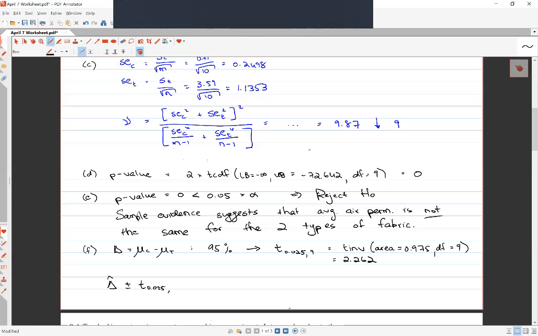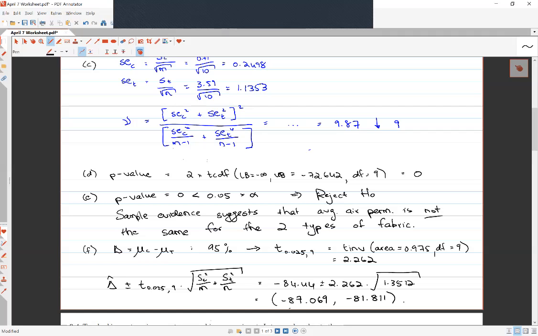So now your confidence interval is given by delta hat plus or minus that t-value times the square root of the weighted variances summed. And this ends up being negative 84.44 plus or minus 2.262 times the square root of 1.3512. So your confidence interval ranges from negative 87.069 to negative 81.811. So that gives you a range of plausible values that with 95% confidence represent the true difference between average air permeabilities of the fabric.